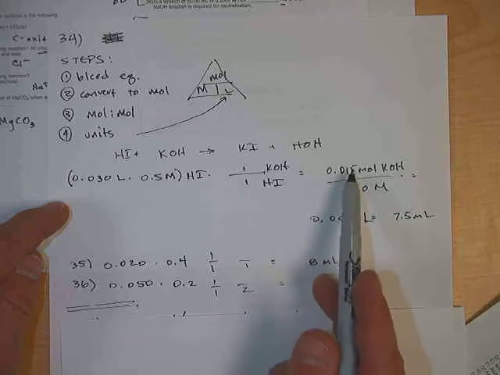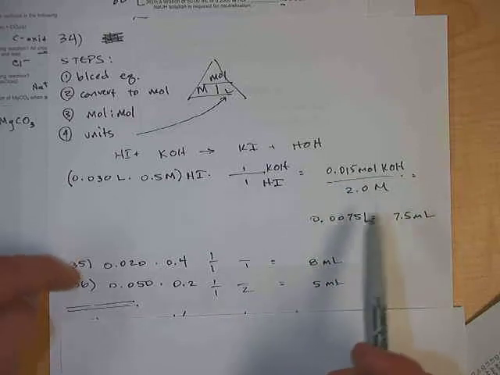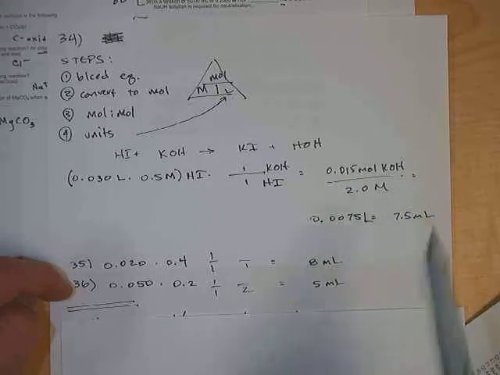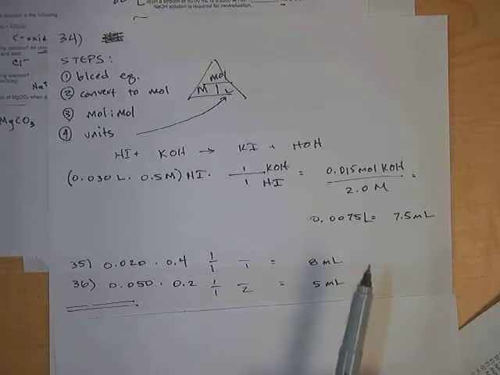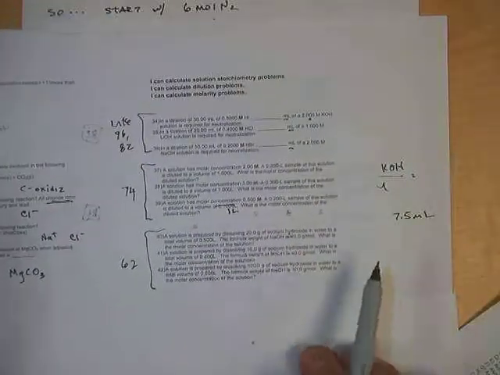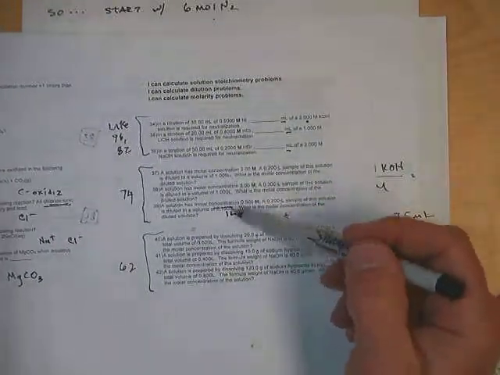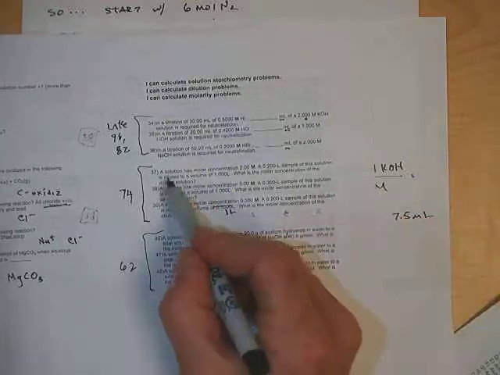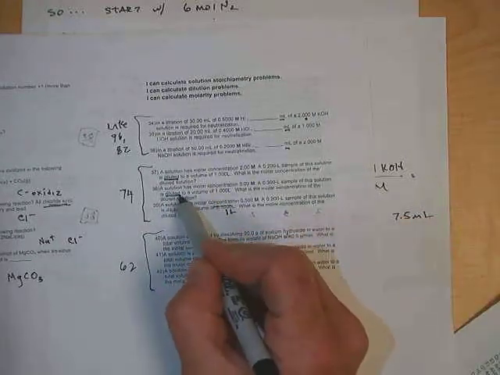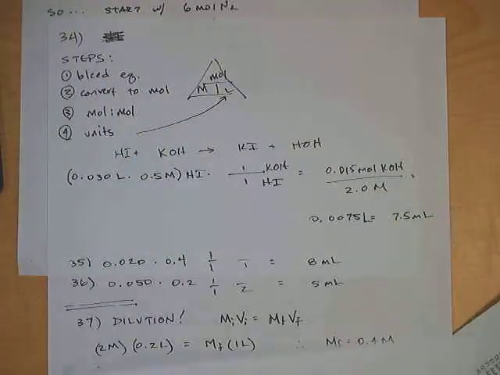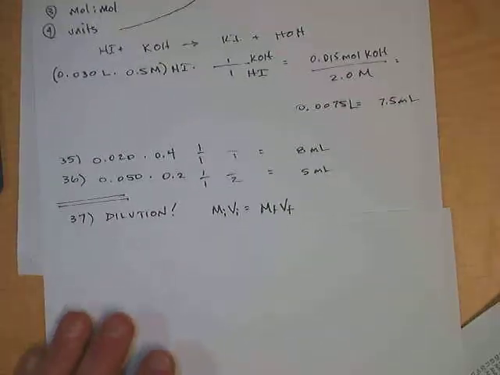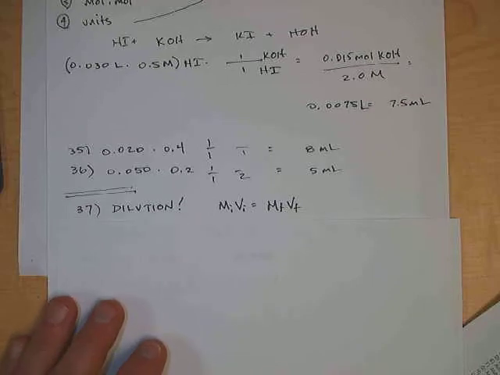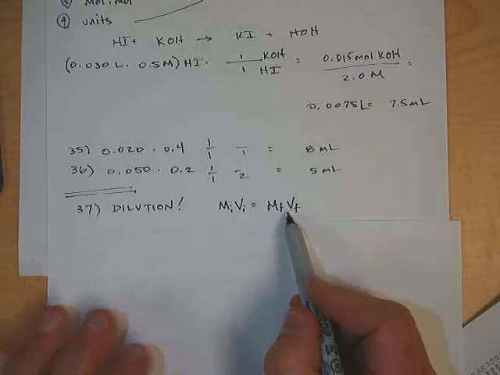I'll zoom this out so you can see the other problems. The other 2, 35 and 36, are just the same as this problem, just different numbers. So here's 35 and here's 36. Similar type of problem where you write the balanced equation, convert to moles, 1-to-1 ratio, take your moles divided by your molarity, you'll get your answer in liters, make sure you convert it to milliliters.